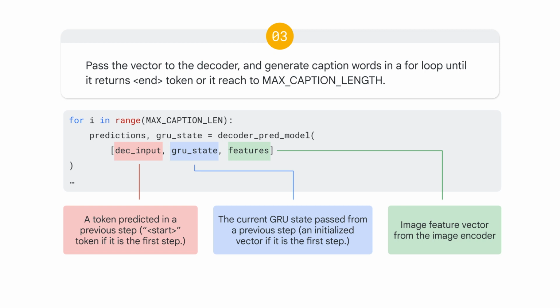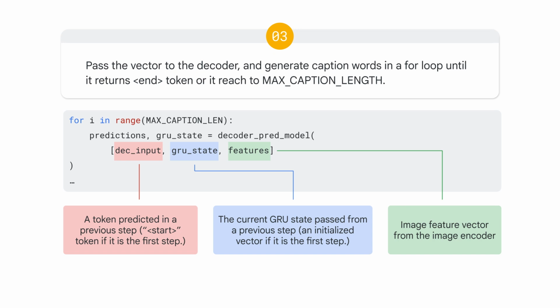GRU state is the current GRU state we discussed. And please note that the decoder also outputs the updated GRU state. And last but not least, features. This is the image feature we extracted with the encoder. By passing them, we can get the actual next word prediction.